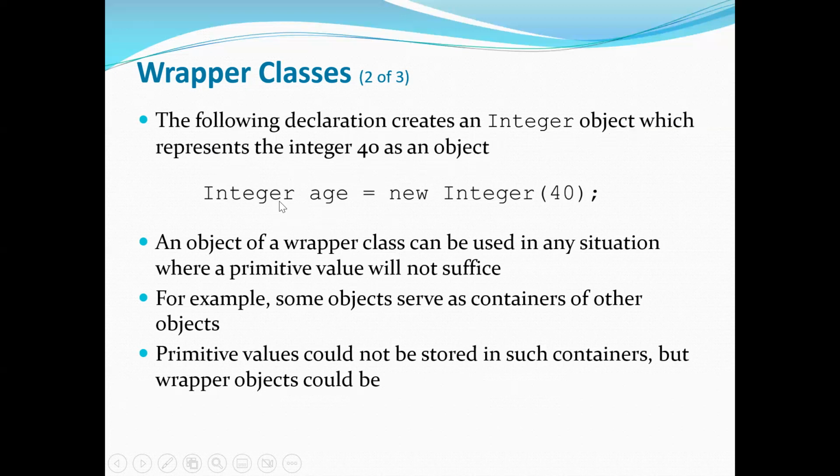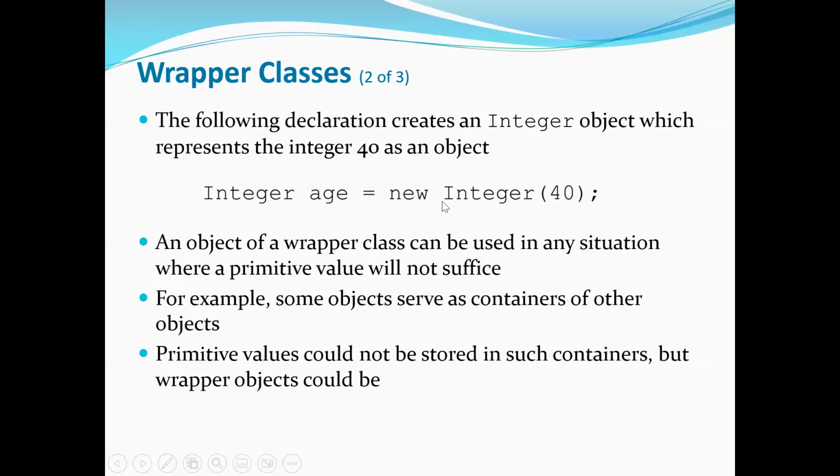So instead of now saying int age equals 40, where the 40 will be primitive, now we are using a wrapper class Integer starting with the uppercase I. The object name is age. We assign 40, but this 40 now is not a primitive. It's the concept of object-oriented programming. So it's an object. Here we say an object of a wrapper class can be used in any situation where the primitive value will not suffice.